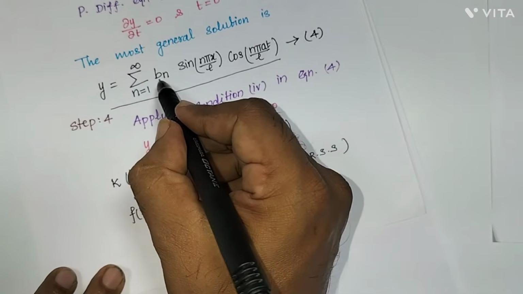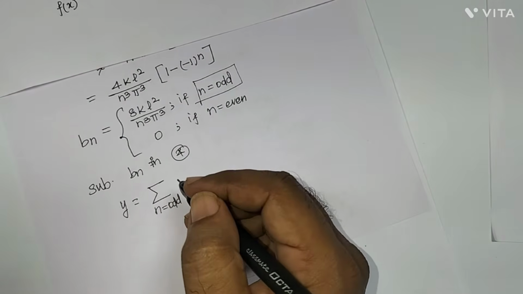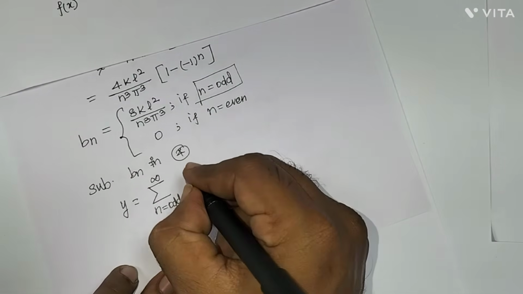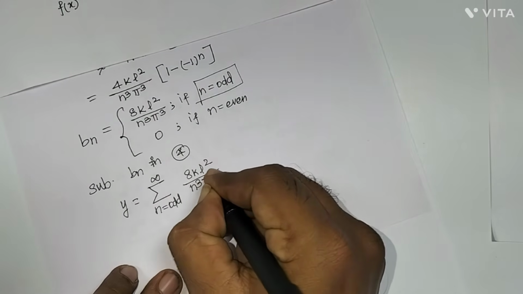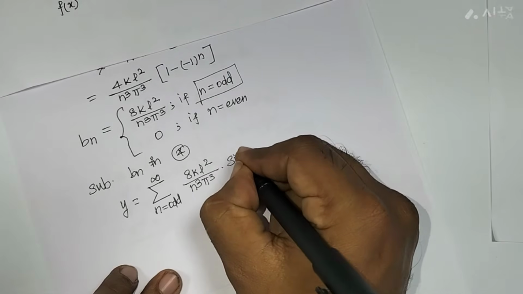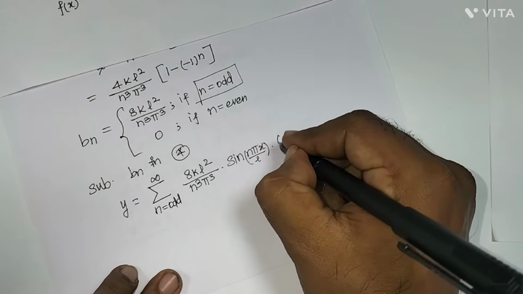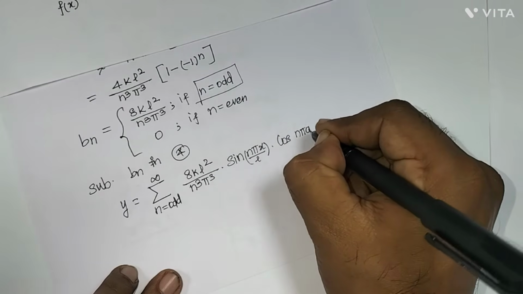So I'm writing y is equal to the sum of n equal to 1 converted into odd to infinity. n equal to 1 to infinity converted into odd to infinity because of our Bn answer. So here our Bn answer 8k L square divided by n cube pi cube into sin(n pi x by L) into cos(n pi a t by L). So we can simplify this equation.